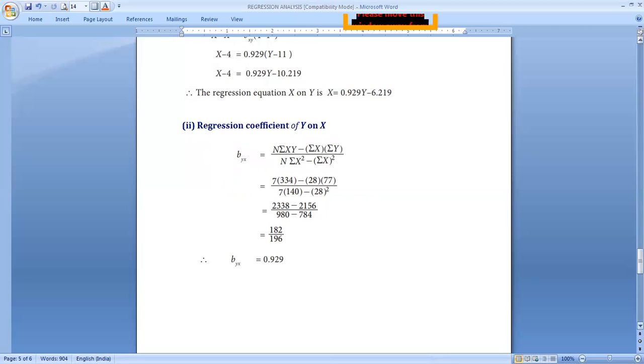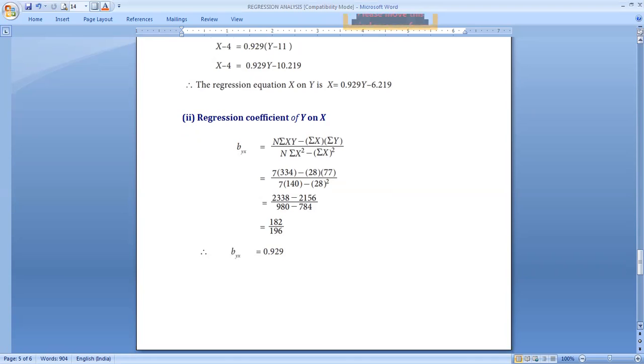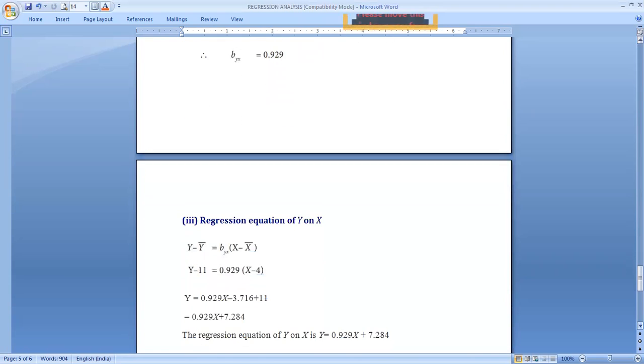as 0.929. So b by x is equal to 0.929, which is the value of the second regression coefficient, and it is known as the regression coefficient of y on x.